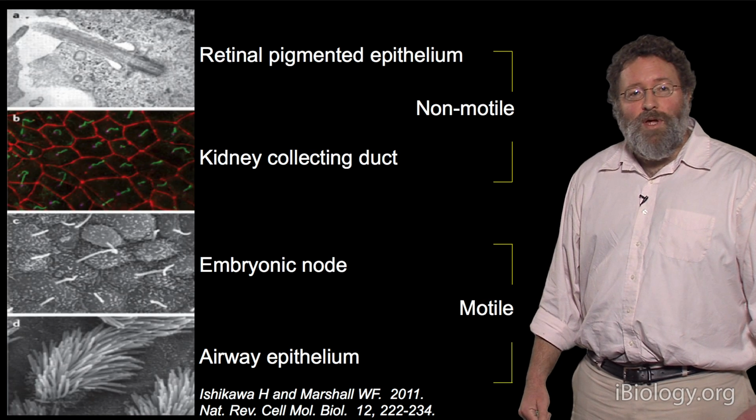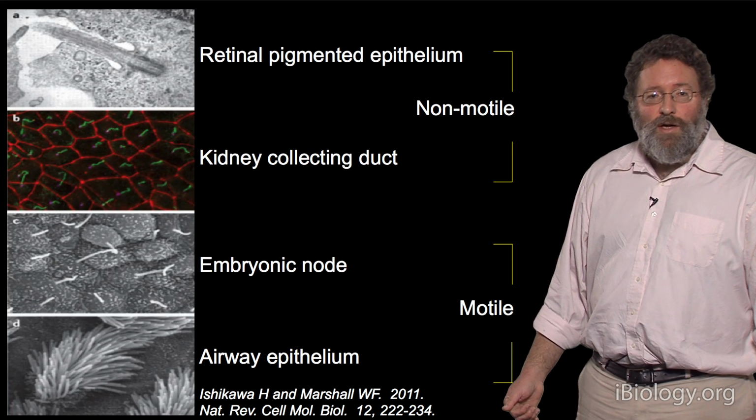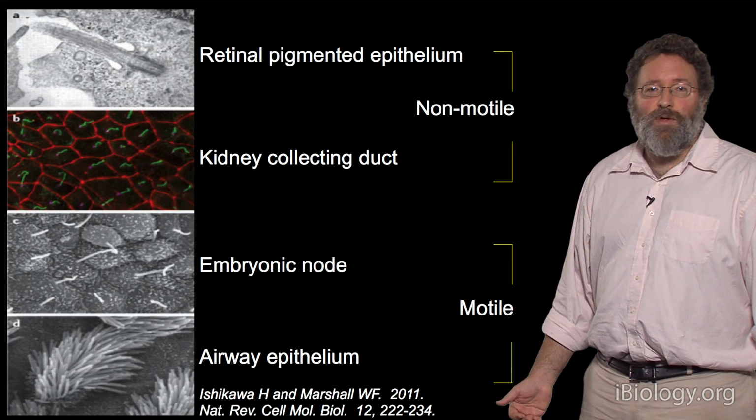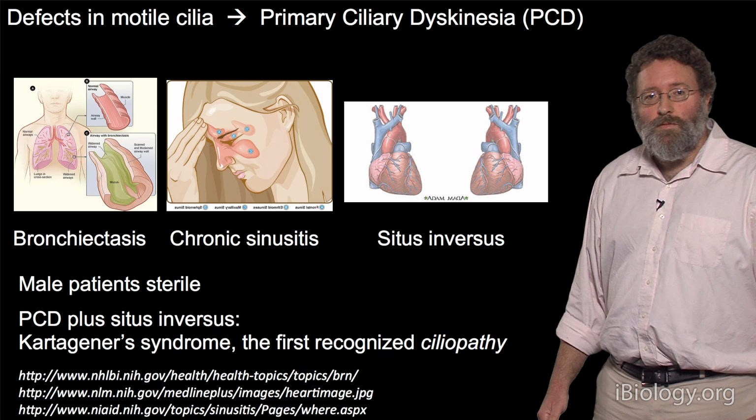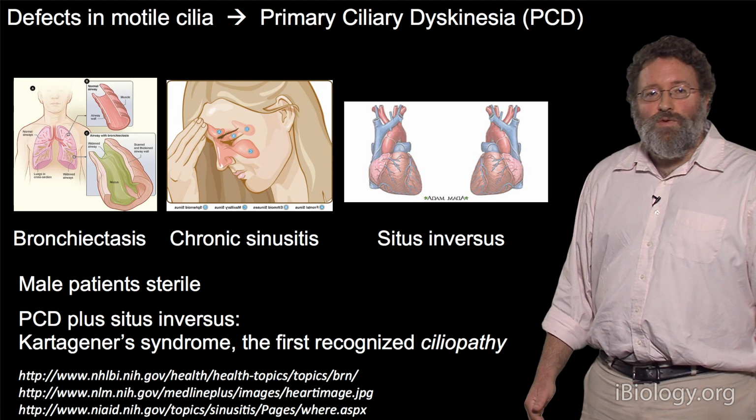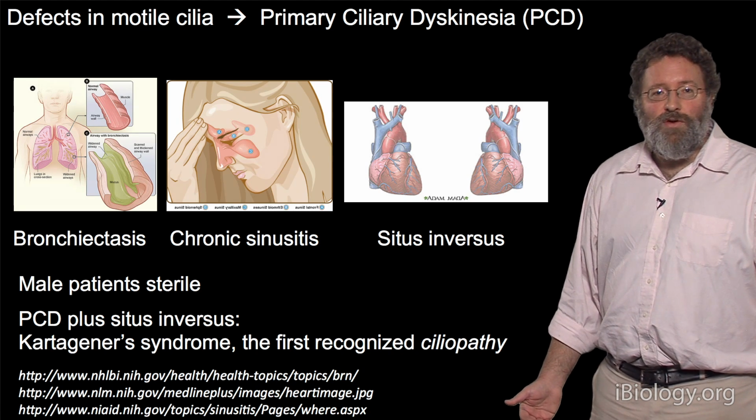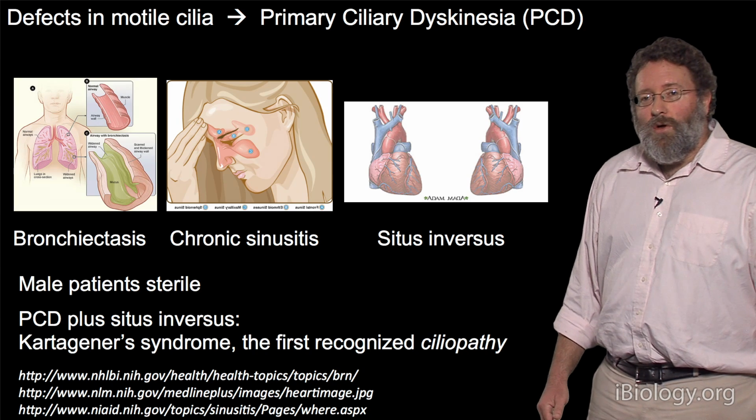So cilia have to do many different roles, sensory and motile, and probably that's why they need to be such complicated structures. So then the question is, what does the function of cilia contribute to human physiology and health?